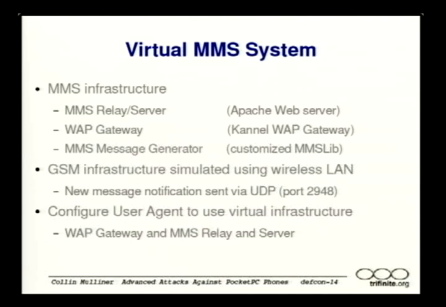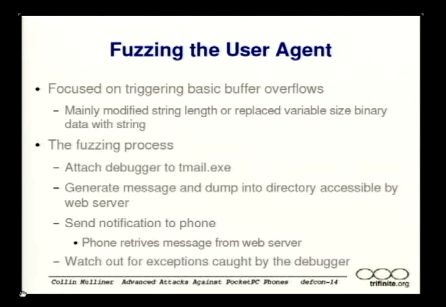We just have to change some settings in the MMS client and say, OK, use this IP, our Apache web server and our web gateway, to get messages. So we can generate some messages, put them on the web server, and send the notification. We were basically just after basic buffer overflows, string length stuff, just some basic testing. So you hook up the debugger to tmail.exe, generate some message, dump it into the web server directory, and send the message notification.